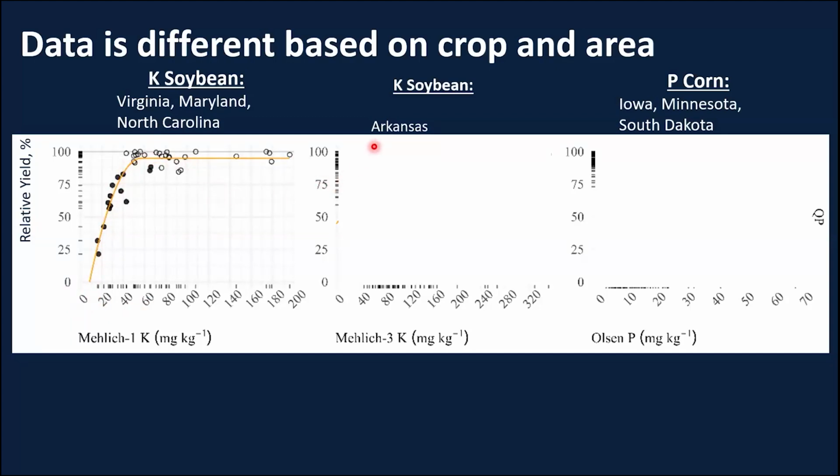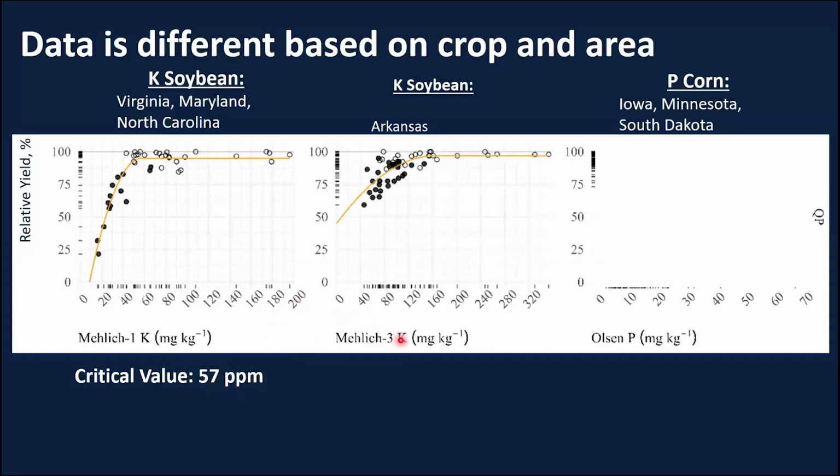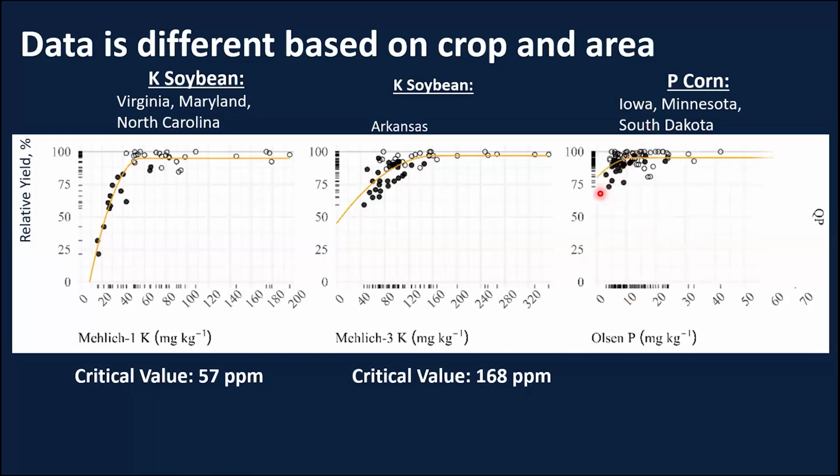We move to Arkansas and look at their soybean. This is now Malick 3 potassium. That critical value is 57. Looking at Malick 3 potassium, we can see a slightly shallower increase until about here, about 168 parts per million. And then if we look at Olsen P for corn in Iowa, Minnesota, and South Dakota, looking at this data together, it's a lot shallower curve and, similar to what we saw, there's pretty big scattering.